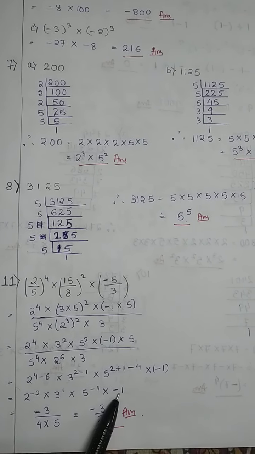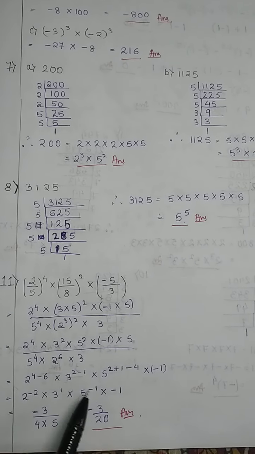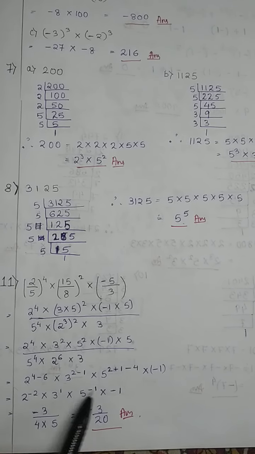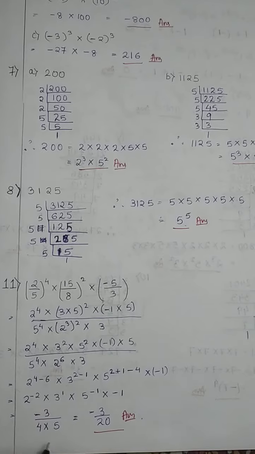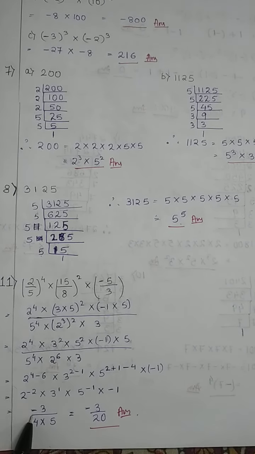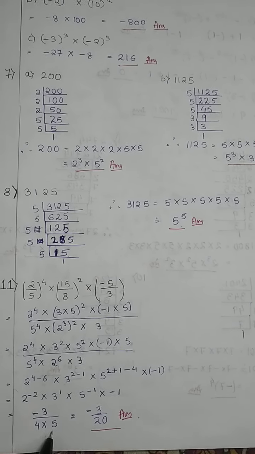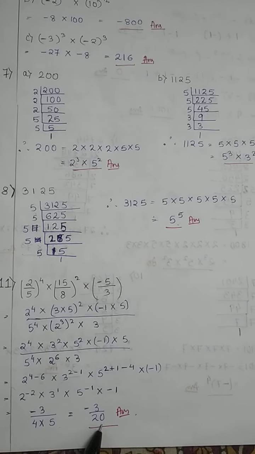Now solve this out. Here you can see this has a negative power and this also has a negative power. So whatever has the negative power will come in the denominator. So 3 into minus 1 will become minus 3. So minus 3 by 2 2s are 4. So 4 and 5, so 4 5s are 20. So the answer will be minus 3 upon 20.